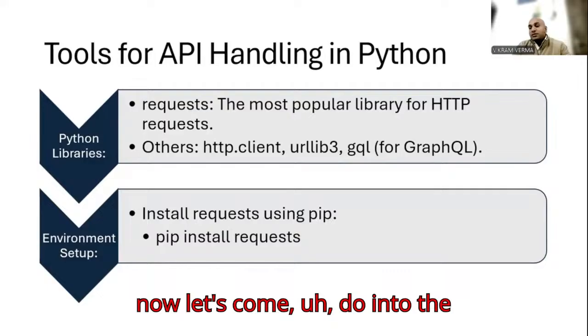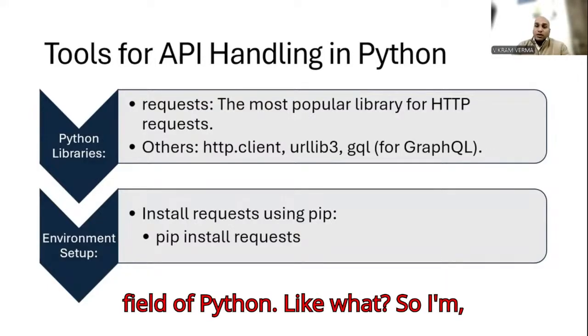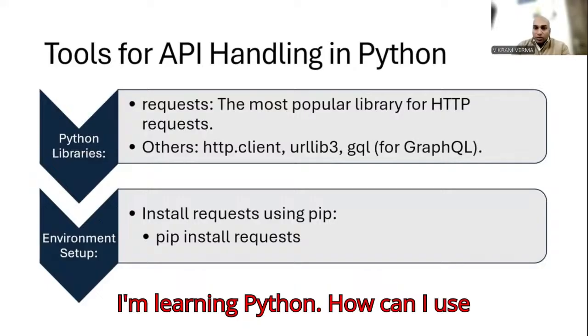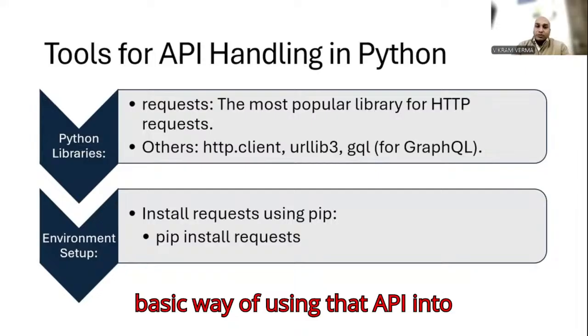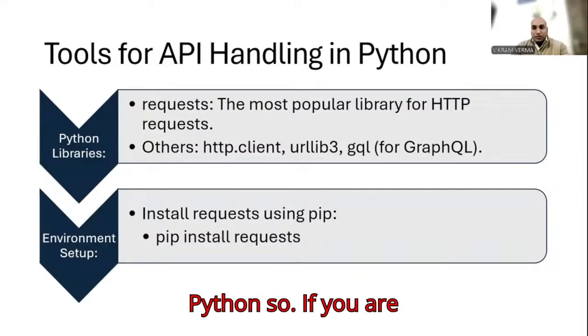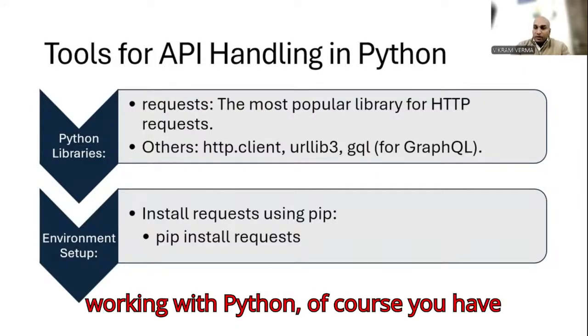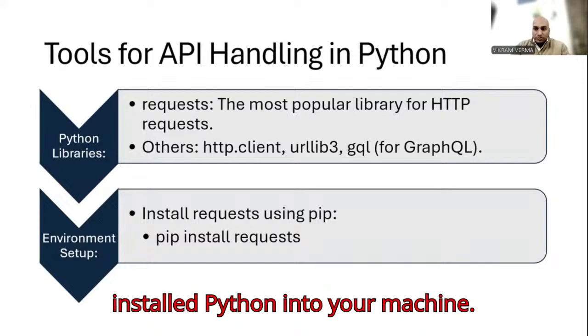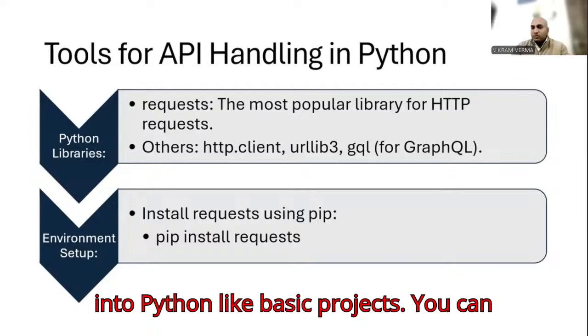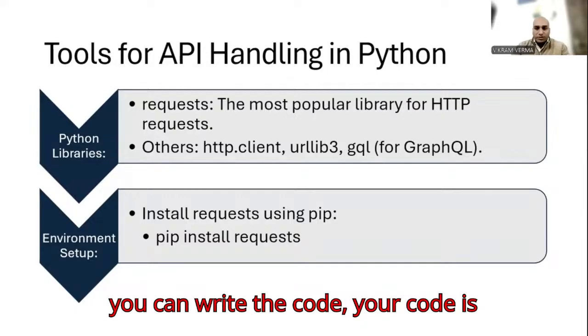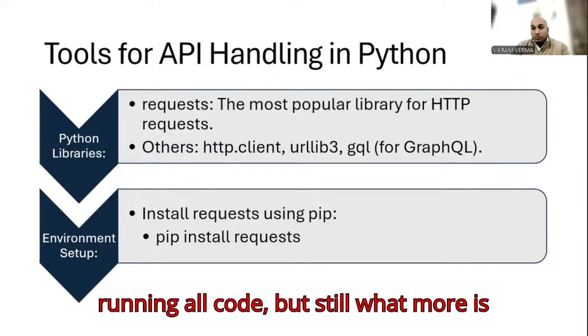And now let's come into the field of Python. What if I'm learning Python? How can I use that API in Python? What is the basic way of using that API in Python? So if you are working with Python, of course, you have installed Python on your machine. And you were able to run a few basic projects in Python. You can write the code, your code is running all good. But still, what more is required?